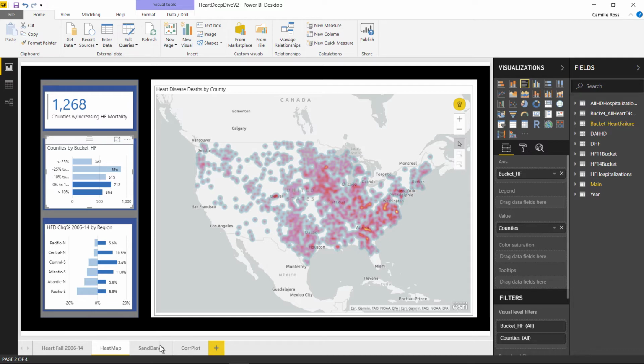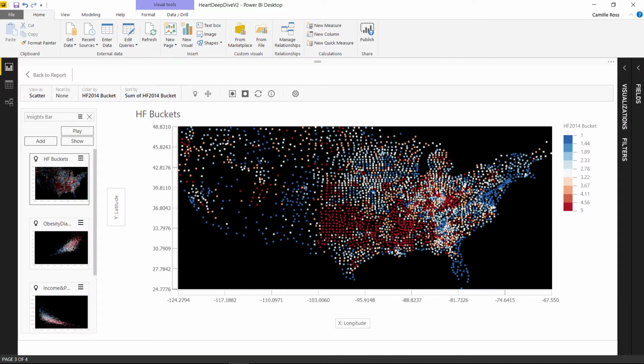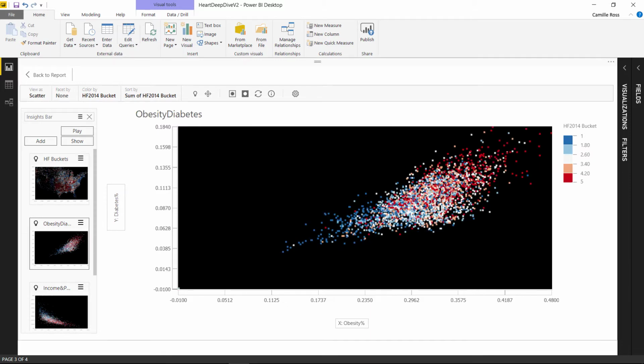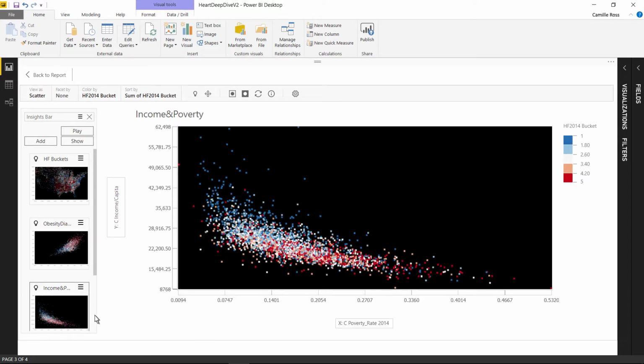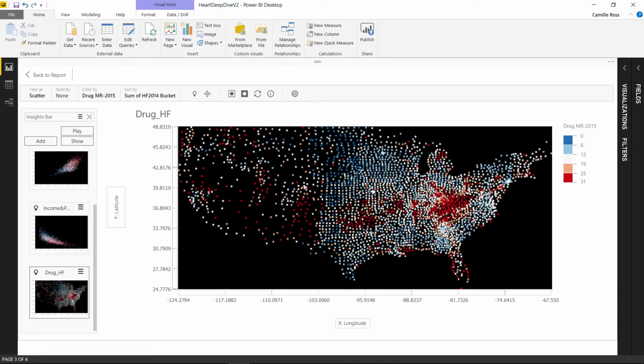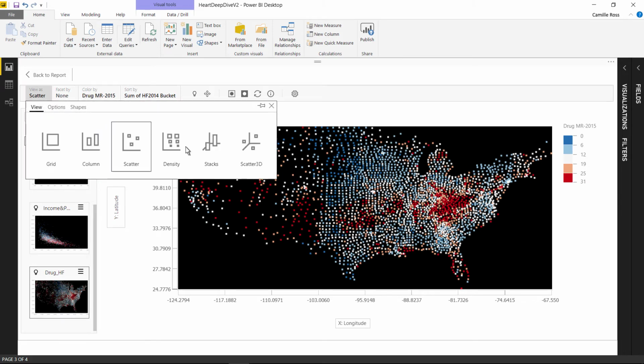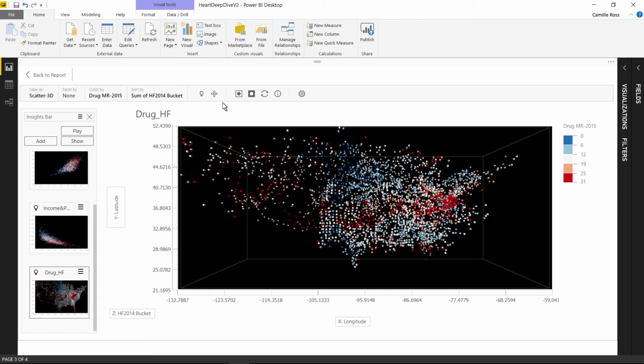By using Sandance, a Power BI custom visual from Microsoft, Camille has access to rich modeling and animation capabilities. This report leverages U.S. Census data, so she can look for correlations in comorbidities, such as obesity and diabetes, as well as income and poverty levels, drug use, and more. Camille can easily change the chart to a 3D scatter plot, which she can rotate to see all the different layers of data in one view.